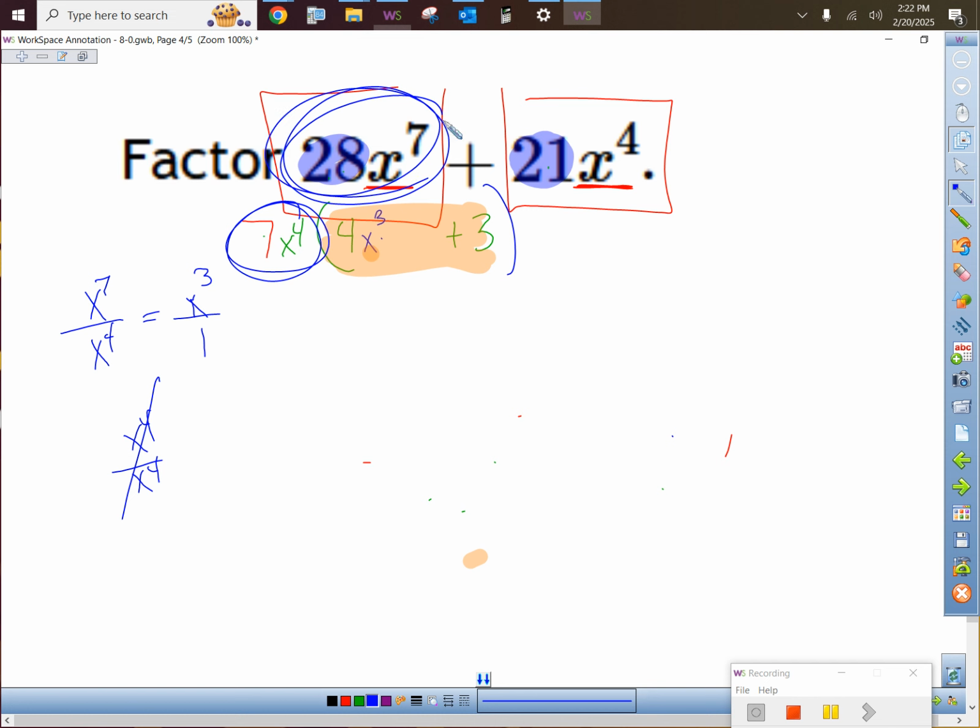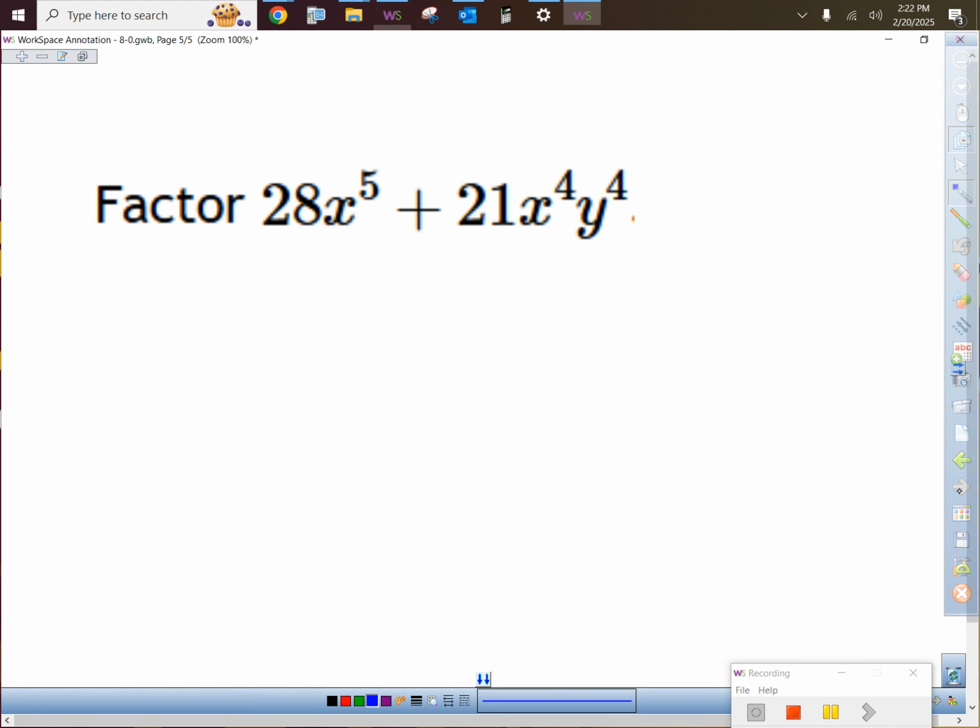7x to the 4th goes in here, and it goes in here. So not only did it have numbers this time, it also had some x's. So let's try that again. And what a weird little coincidence, we got 28 and 21 again. So that's kind of my bad. But still, 7 is the number that goes into each one of those, like 7 is a factor.